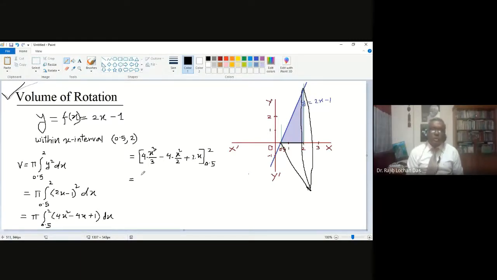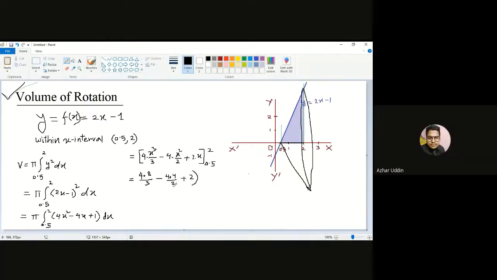So 2. So it will be 4 into 2 cube. So it is 4 into 8 and divided by 3. And this is 4 into 2 square. So it will be 4 into 4, right? So it will be 4 into 4 and then divided by 2 and, Sir, plus 2. Yes.